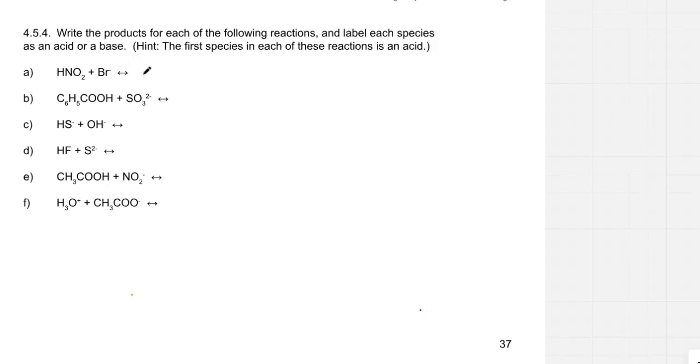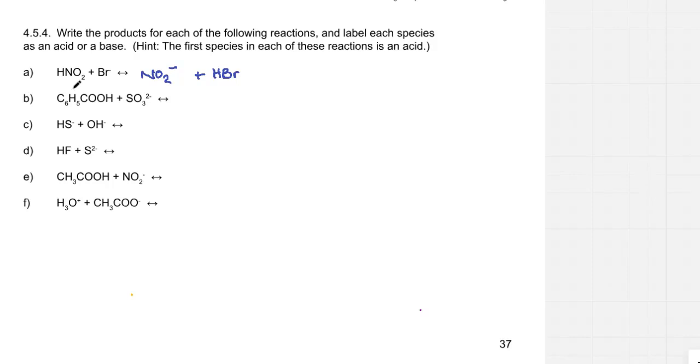So the HNO2 will lose a hydrogen, turning it into NO2, and don't forget the charge drops by one step. The bromine will gain a hydrogen, which turns it into HBr, and the charge there goes from -1 up to 0.